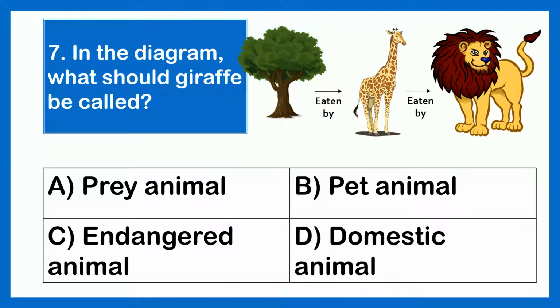In the diagram, what should giraffe be called? Option A, prey animal. Option B, pet animal. Option C, endangered animal. Option D, domestic animal. Giraffe would be called a prey animal. Prey is an animal that is killed and eaten by another animal such as lion in the given case. So the answer is option A, prey animal.